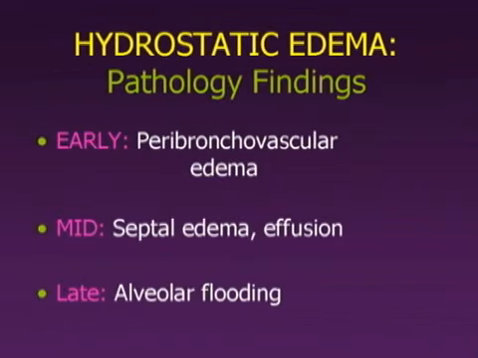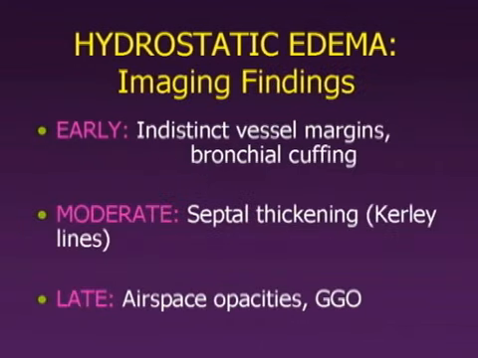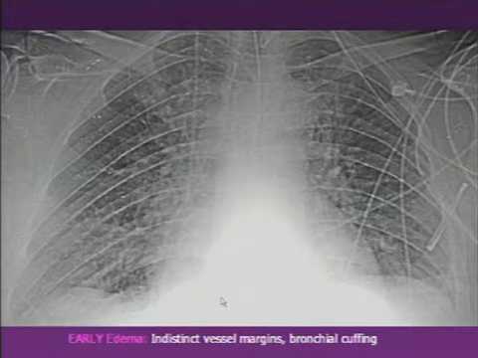Beginning with hydrostatic edema, pathologically, as we move from early to mid to late hydrostatic edema, we get edema in the peribronchovascular lung, then spreading to septal edema, formation of pleural effusions at this stage, and finally, airspace involvement with alveolar flooding. So early on, when there is perivascular edema, we see indistinct vessel margins with bronchial cuffing. Then we start seeing septal thickening, correlate being the Kerley B lines and Kerley A lines. Late stage airspace opacities, ground glass opacities.